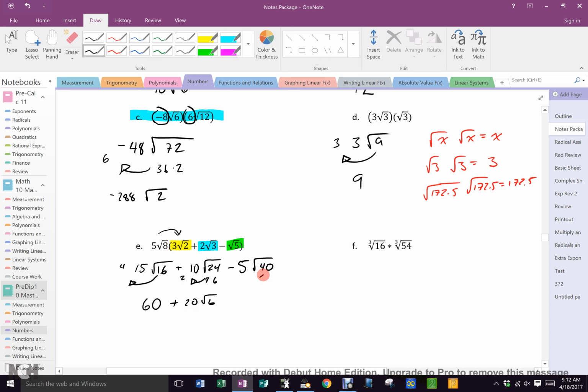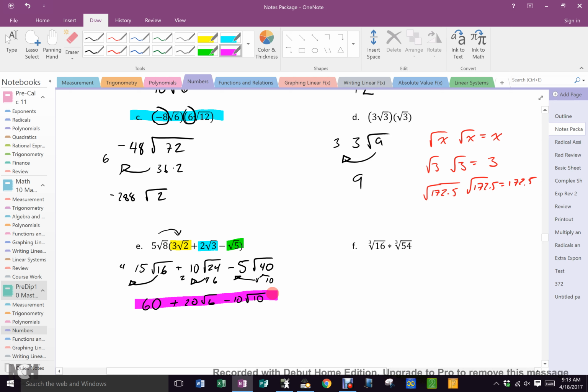What's this? That's 4 times 10. Out comes a 2. So it's negative 10 root 10. Can I do anything there now? No. Why? Because now it's not the same radicand, and I'm not so stupid, because it is radicands when you're adding. Everybody good?